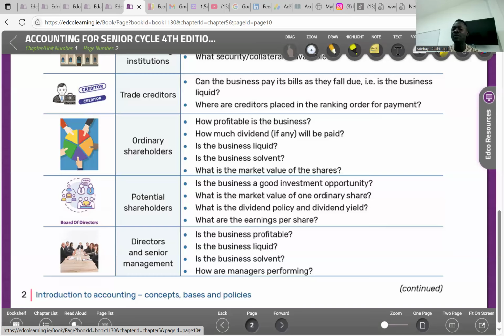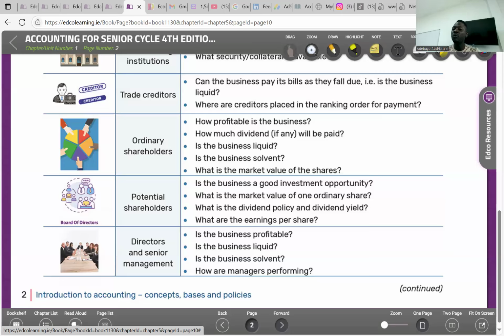What is the market value of the shares? What is the worth of the business? This is also important. Then for potential shareholders, is the business a good investment opportunity? They don't just want to invest. They want to be sure that the business has the potential to yield a return if they are investing.